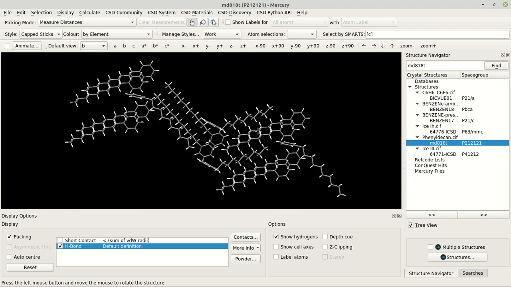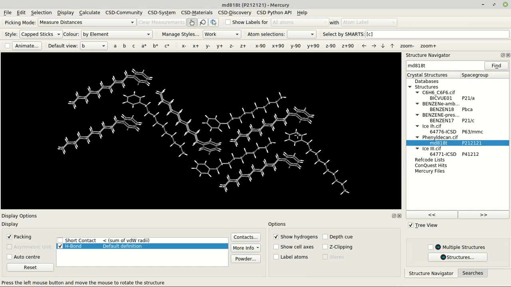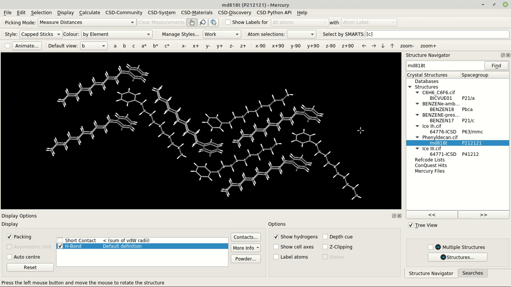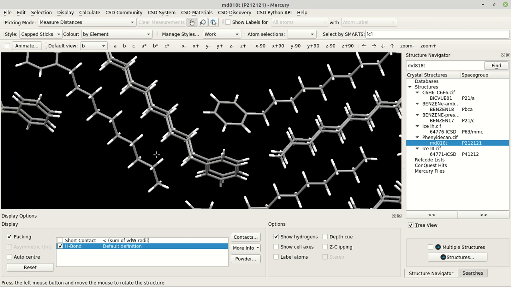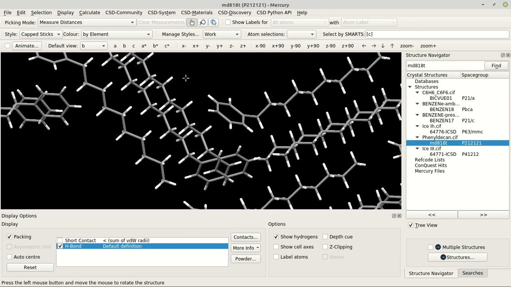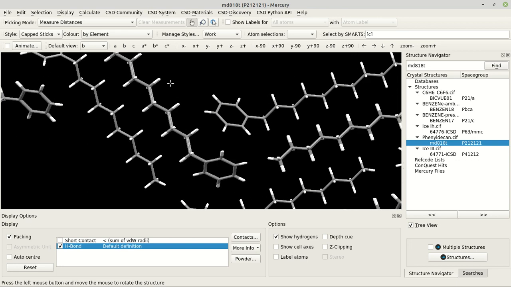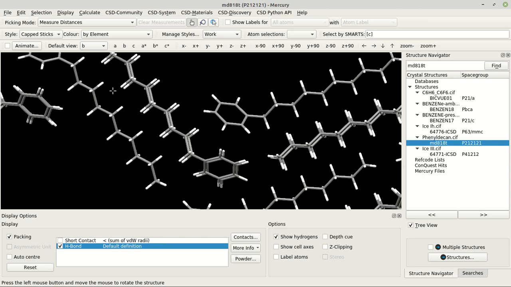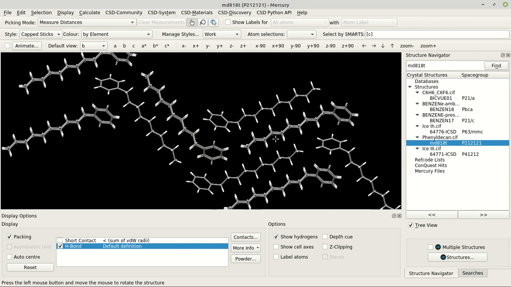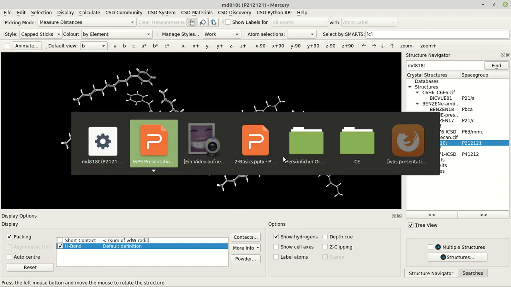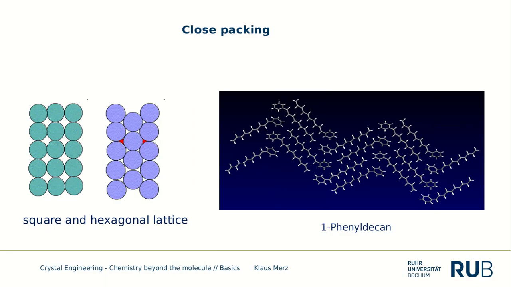This is staggered. There's no strong intermolecular interaction here. What you see is that one chain sits exactly in the hole of the other chain, something like a staggered formation.